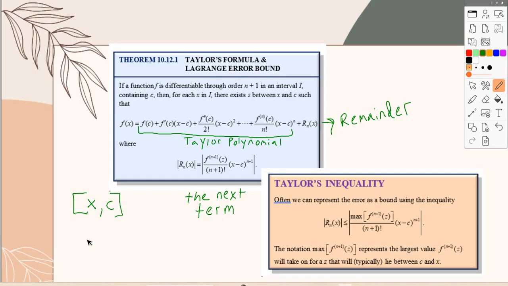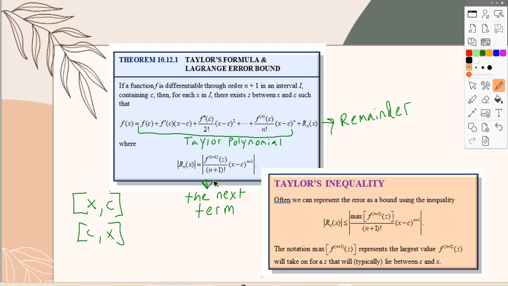or vice versa, if our c happens to be smaller than whatever x value we're plugging in there. And so basically what it's telling us is that there has to be a z that lives somewhere in here that I can plug in there to find my remainder. Okay, we don't usually actually have to find the z, so we don't have to worry about it a ton. For the most part, what you need to remember is that we're looking at the next term there. Are we all okay with that?